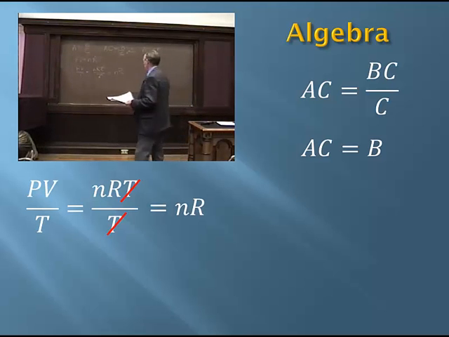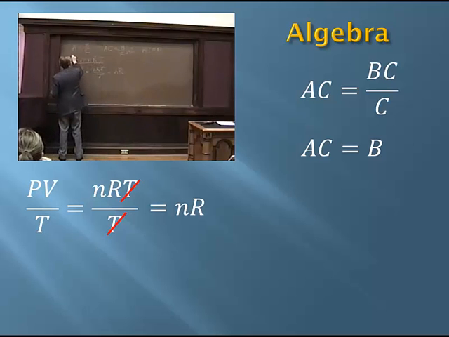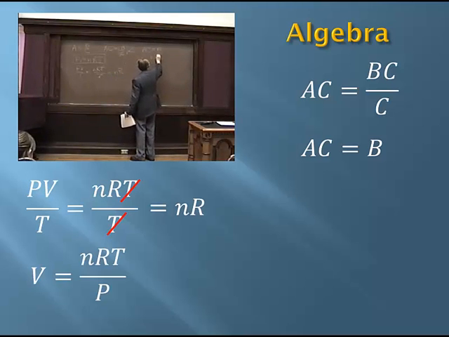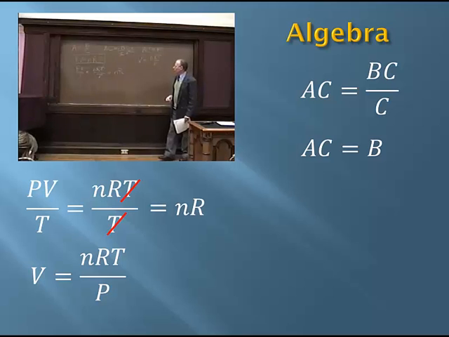The point is that you'll be able to move things around easily from one side of an equation to the other. By the same token, I could take this equation right here, and I could divide both sides by P. So I would end up with V equals nRT over P. I've divided both sides by P, and I get that equation there.